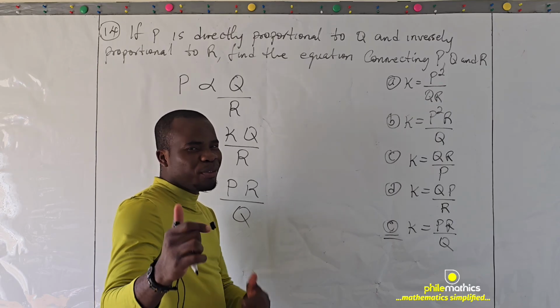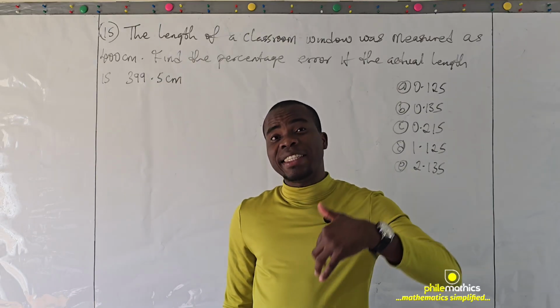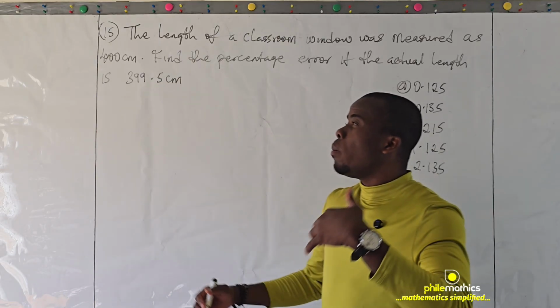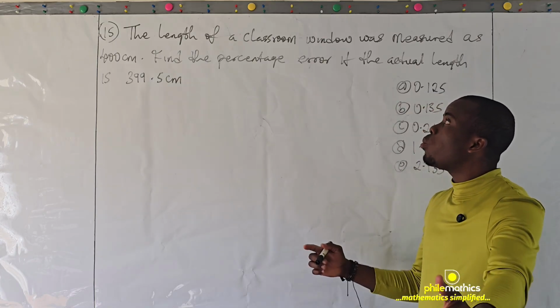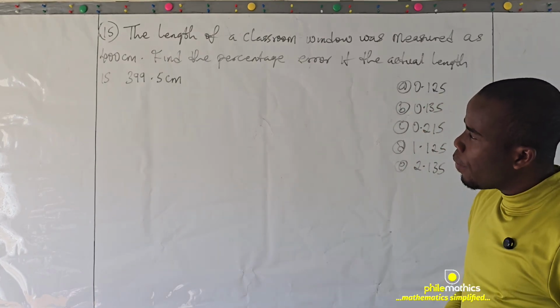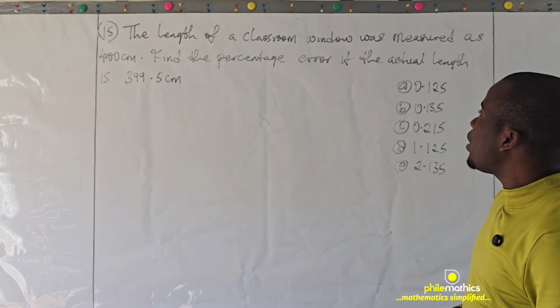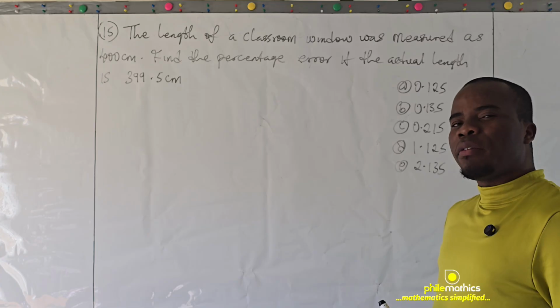The 15th question of NECO 2025 is a question on percentage error. It says the length of a classroom window was measured as 400 cm. Find the percentage error if the actual length is 399.5.